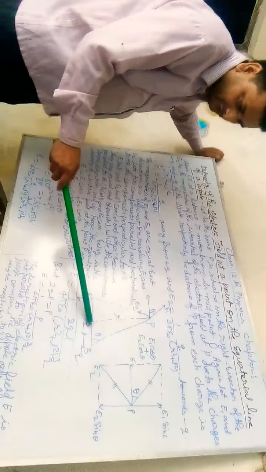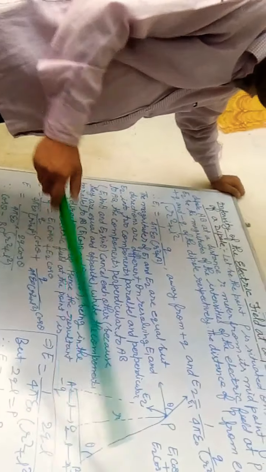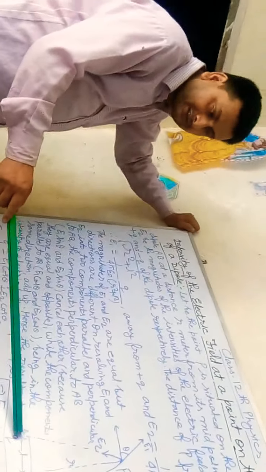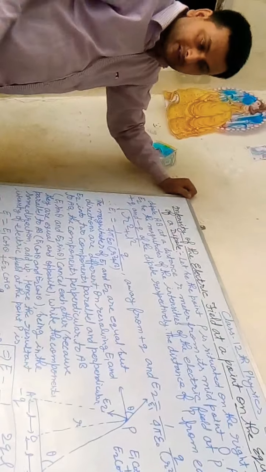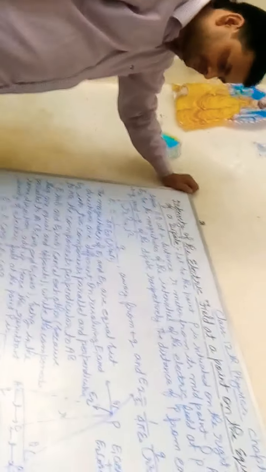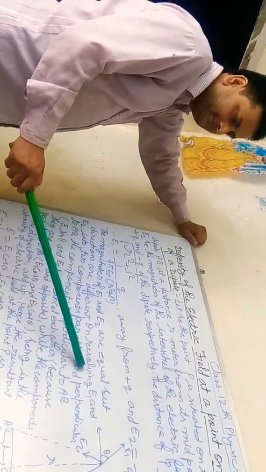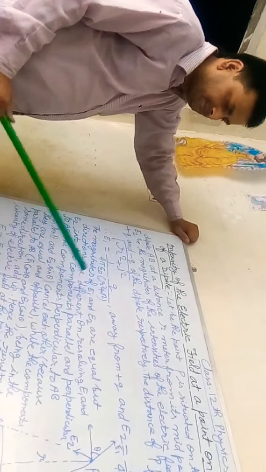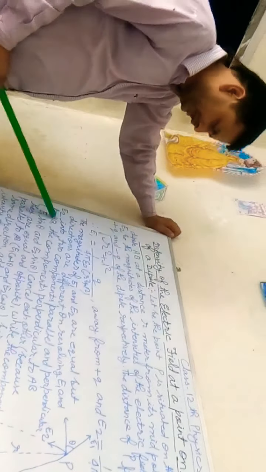Now the magnitudes of E1 and E2 are equal. We know that the magnitudes of E1 and E2 are equal. Why? Because the values of charge minus Q and plus Q are also equal. Only directions are different. But directions being different, we resolve E1 and E2 into two components, parallel and perpendicular to AB.